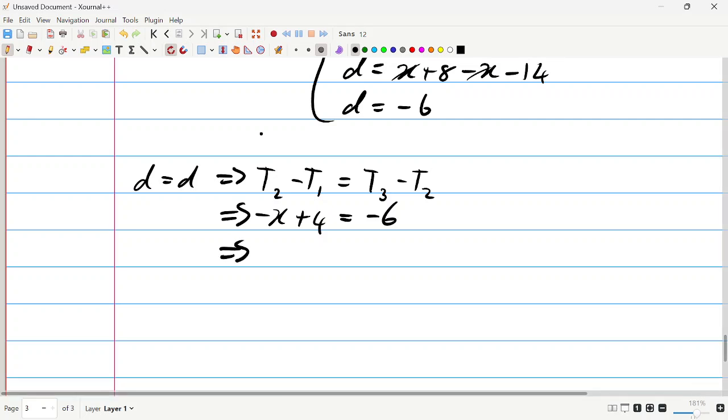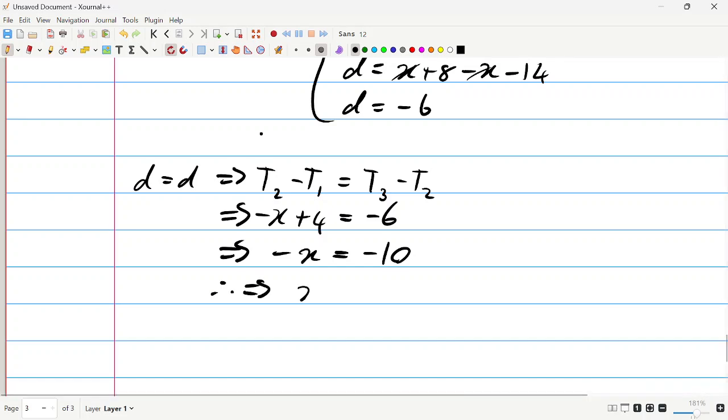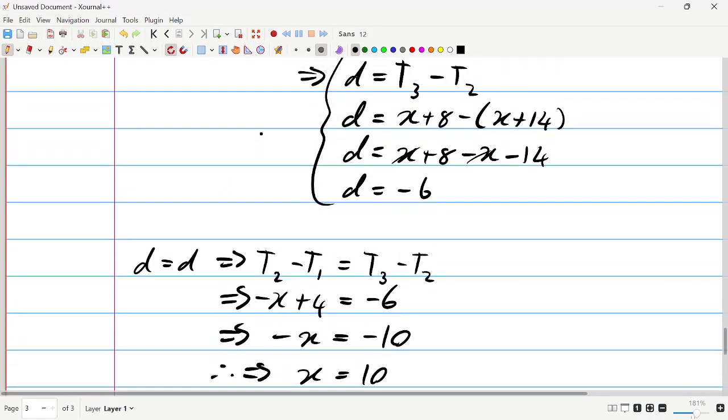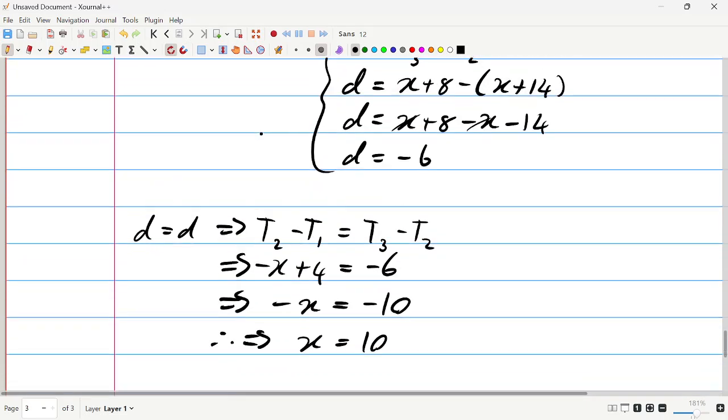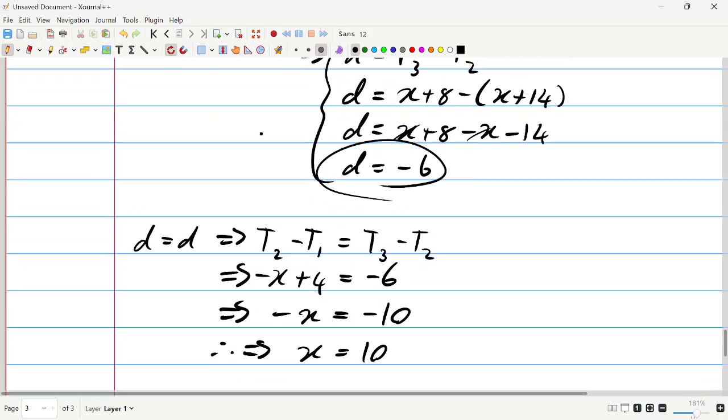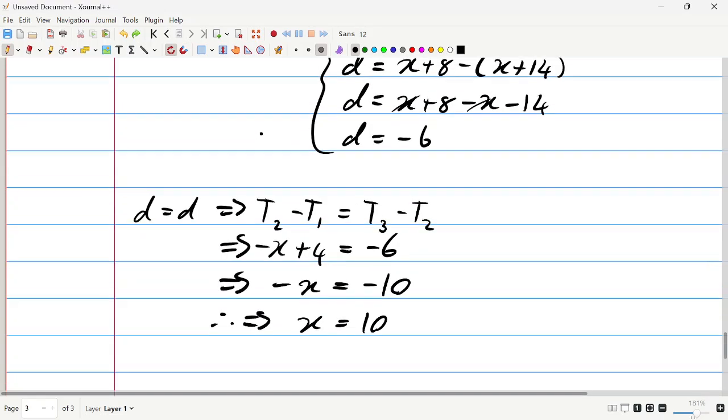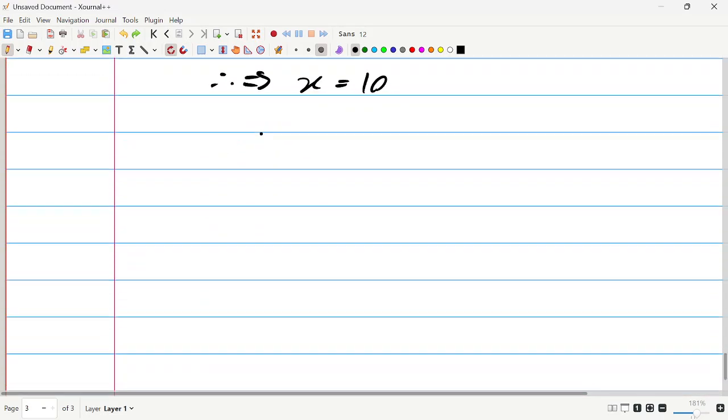So therefore, to solve for x, we let x be by itself. So negative x is equal to, take the 4 over, it's minus 4, which is minus 10. And then x is just equal to 10. So we just solved for x by using this information we have. And guess what? We just showed that D is also equal to negative 6 somehow. And it doesn't always work like this, but we got lucky.